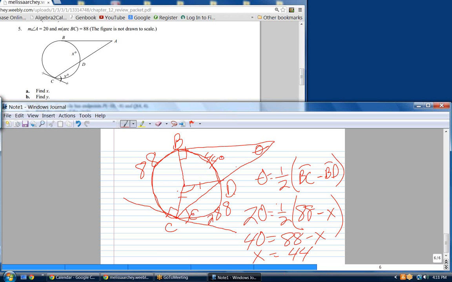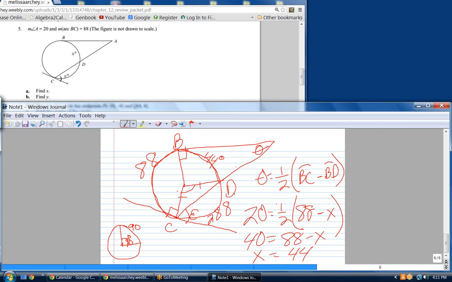Half of 44 is 22. Or would it be half of 288? Actually, the answer would be 144. Remember that when we have an angle that starts from the center and goes up, this angle is always the same as this arc. That's 90, this is 90.